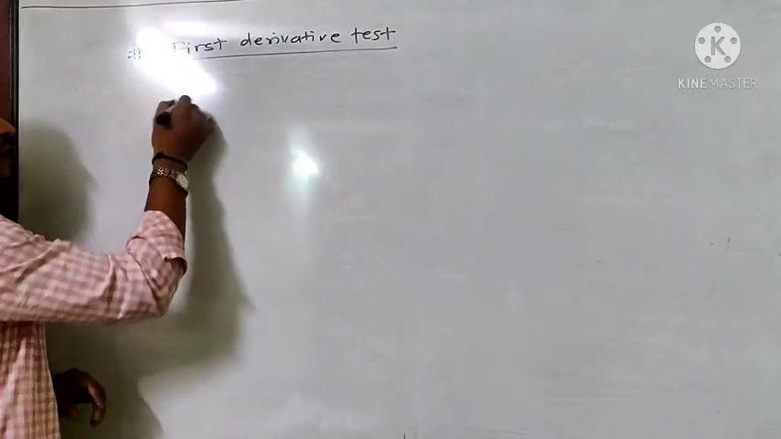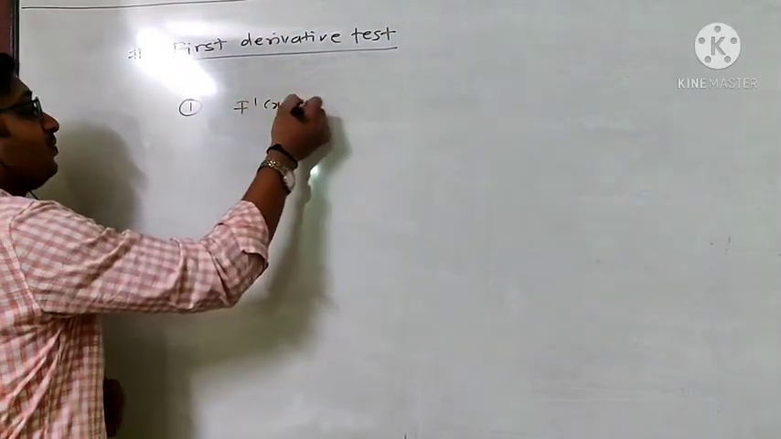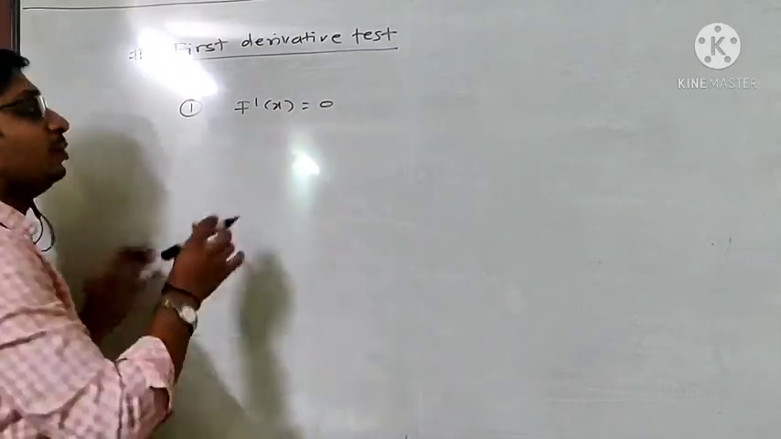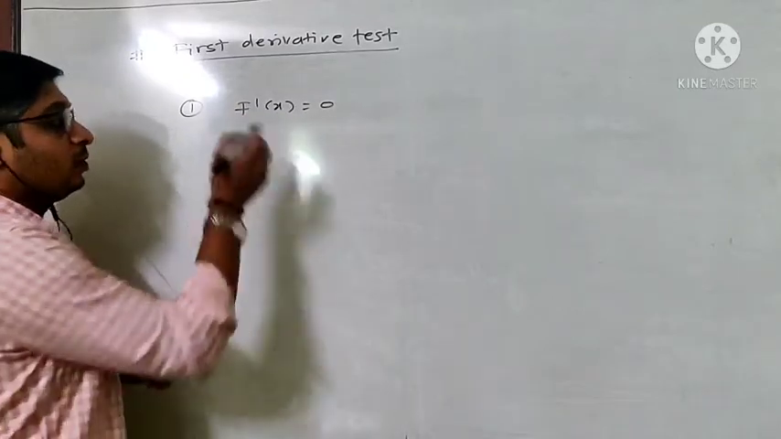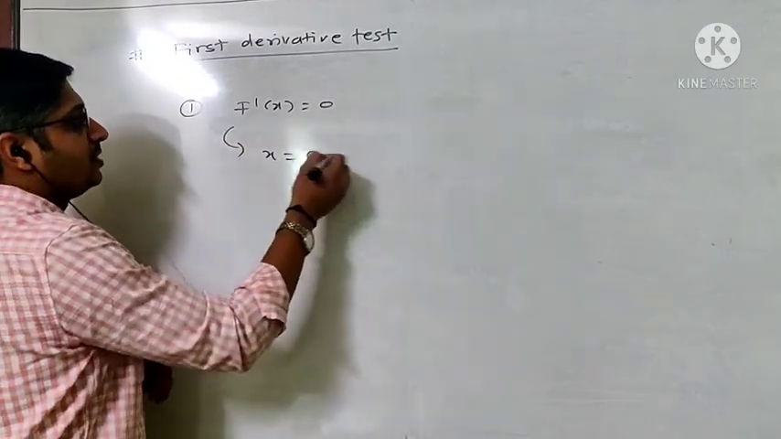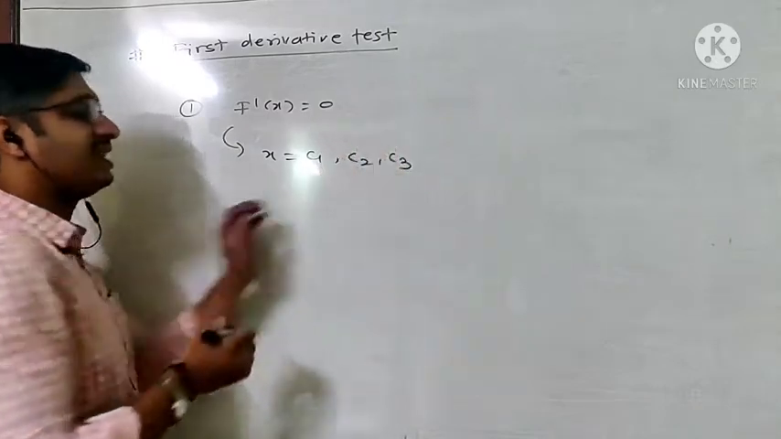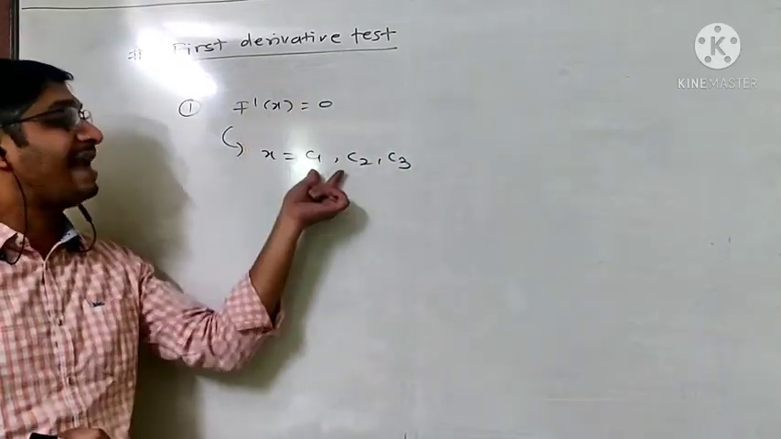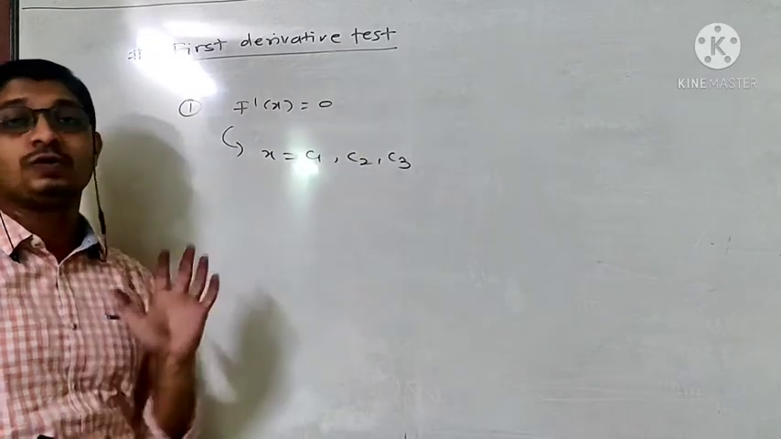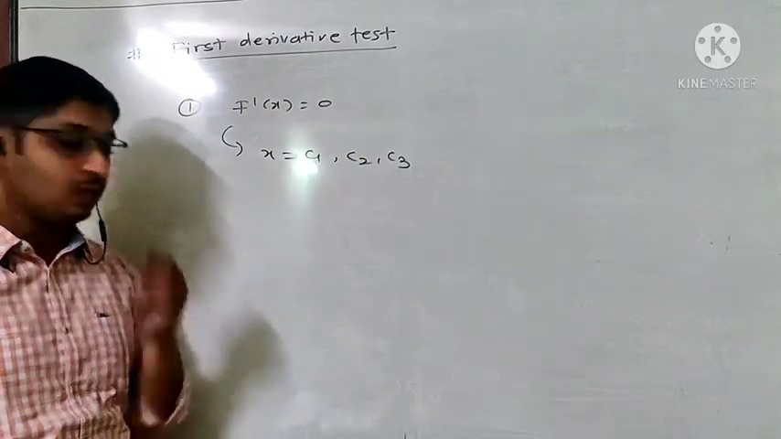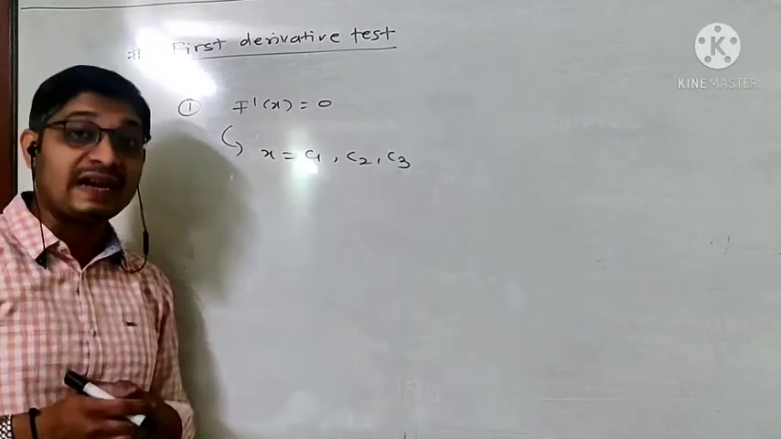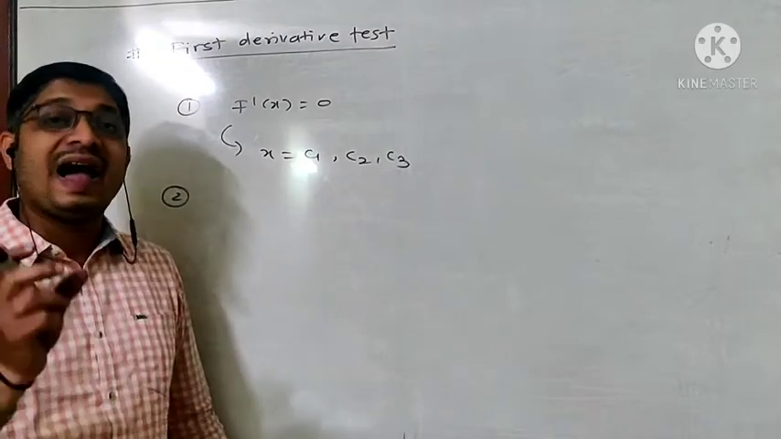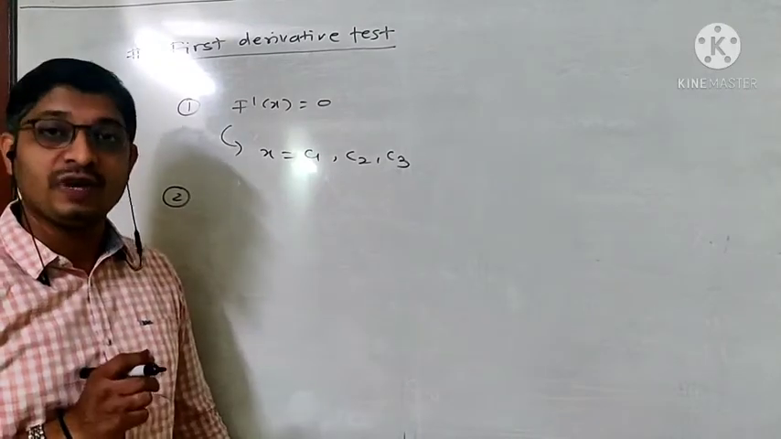So how can we use this test? First we need to find the critical points. That means the derivative of a function must be equal to 0. Suppose f dash of x equal to 0 gives me some values, c1, c2, c3. These are the values in the given interval where the slope is equal to 0. Slope of a tangent is equal to 0. So out of these points, how can we find the maxima and minima? For that, we are going to implement either the inequality concept or the wavy curve method.